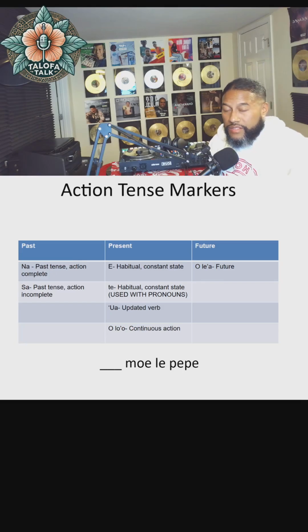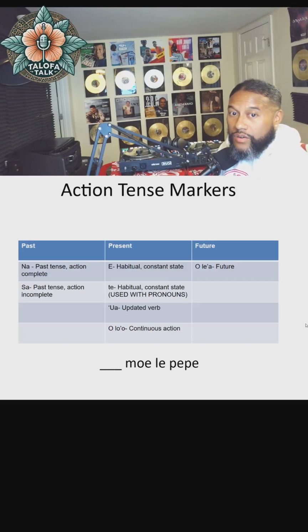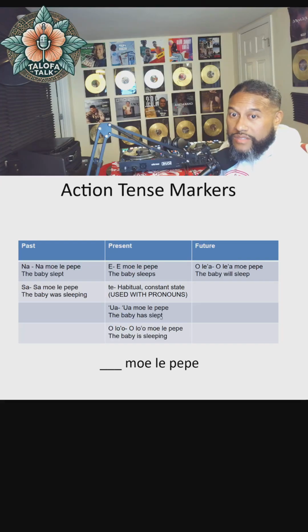Okay, so olo'o. If I say olo'o moi le pepe, olo'o is like -ing. So the baby is sleeping right now. Okay, so the baby is sleeping. Olo'o moi le pepe. And then ole'a is future. So the baby will sleep. All right, so let's move on to the next.